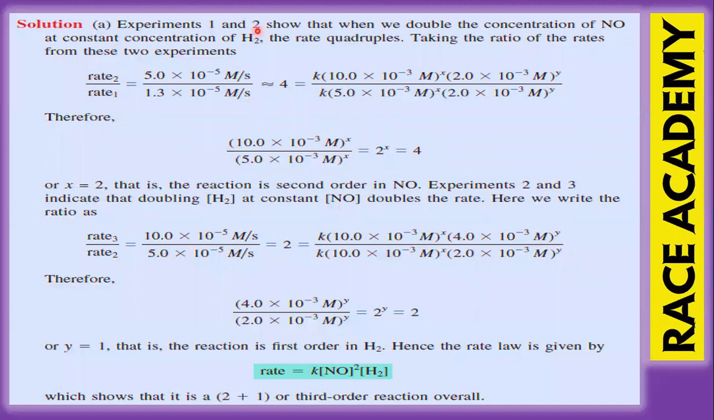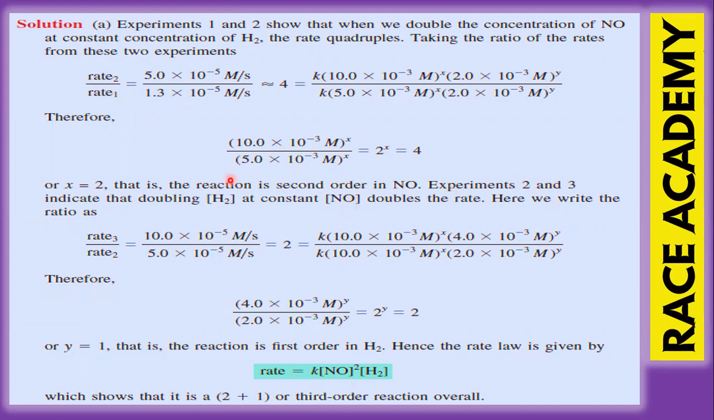For experiments 1 and 2, upon dividing the rate of experiment 2, the second experiment data, with the first experiment data, we got 2 power x equals 4. That means the x value is 2. That is nothing but the nitric oxide power is 2, meaning the order with respect to nitric oxide is 2.